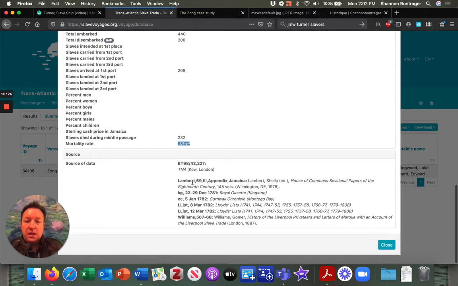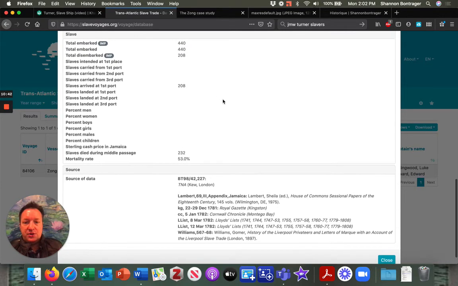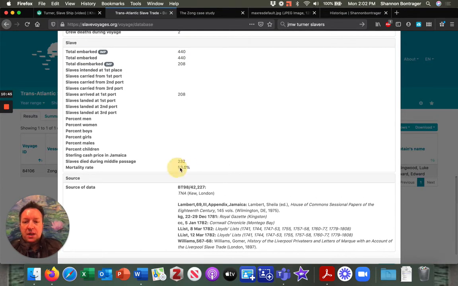And the information that I've just shown you has been collected from all of these different archives. All of this different information is where the makers of this database had to go to collect information and to verify all this information that you see here. 53% not only is a horrible number for the number of people that died, what that number also signifies is that this voyage was not profitable.